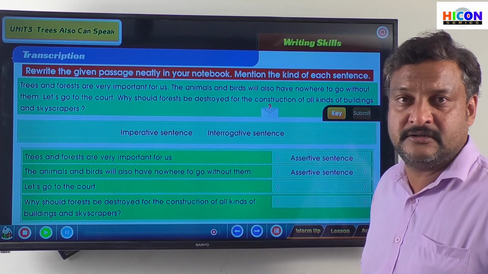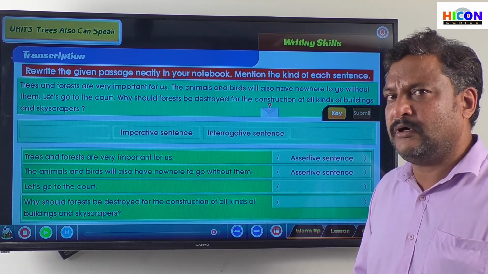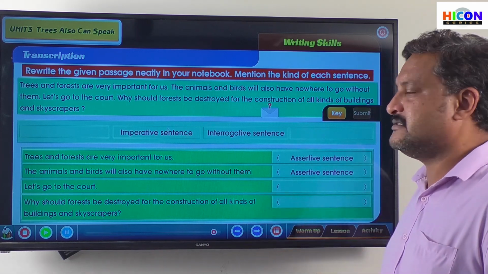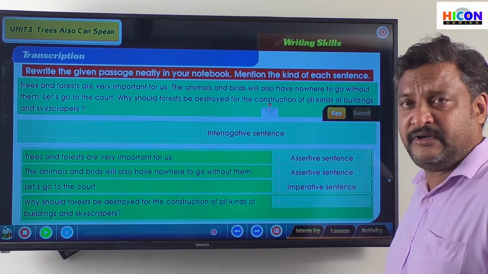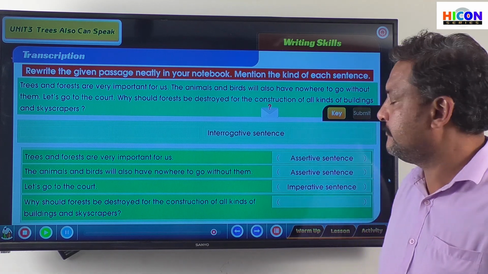Third, let's go to the quote. It's frightening the other person, isn't it? Let's go to the quote. So what kind of a sentence is that? It's an imperative sentence, right? A sentence which is used for expressing commands, orders, threatening and all.